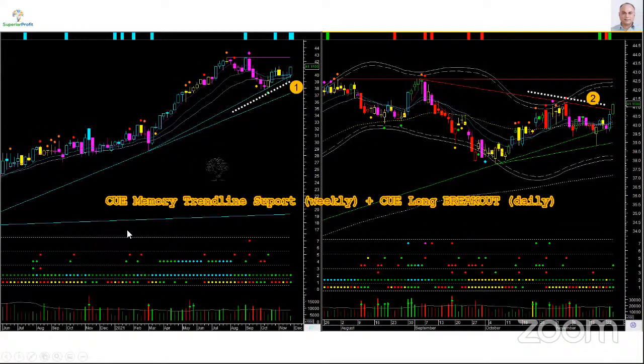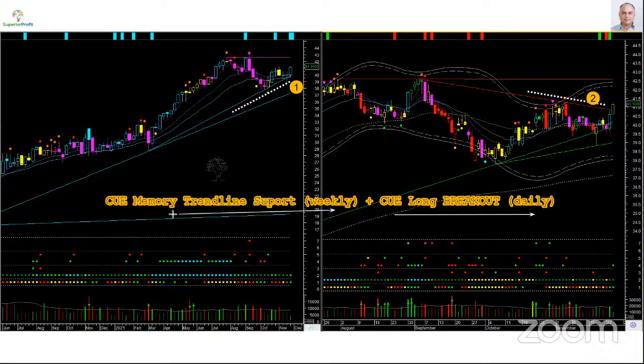And here are some examples of how the patterns help us to find trades. This is at trend line support weekly and long breakout daily. These are not having any stock name because I didn't want to focus on the stock. Can be in any country, any market. This is to show what kind of output we are looking for, what we have in mind.